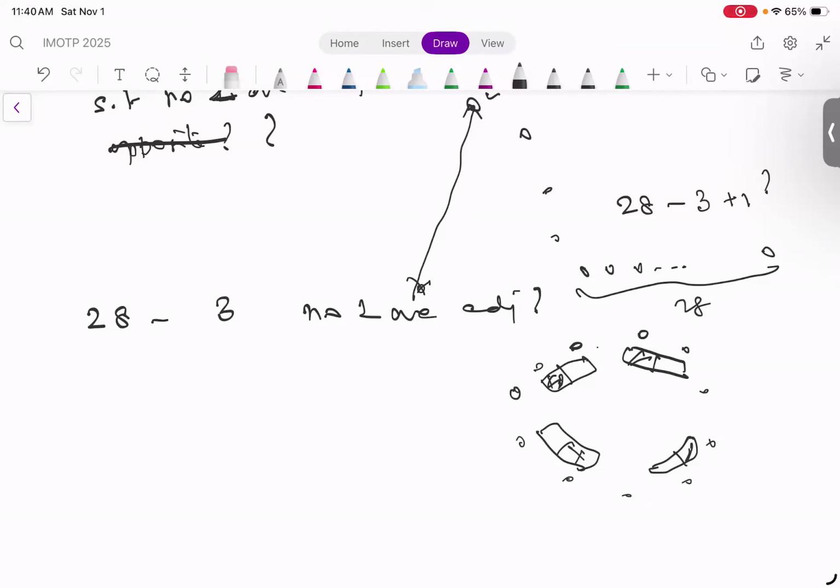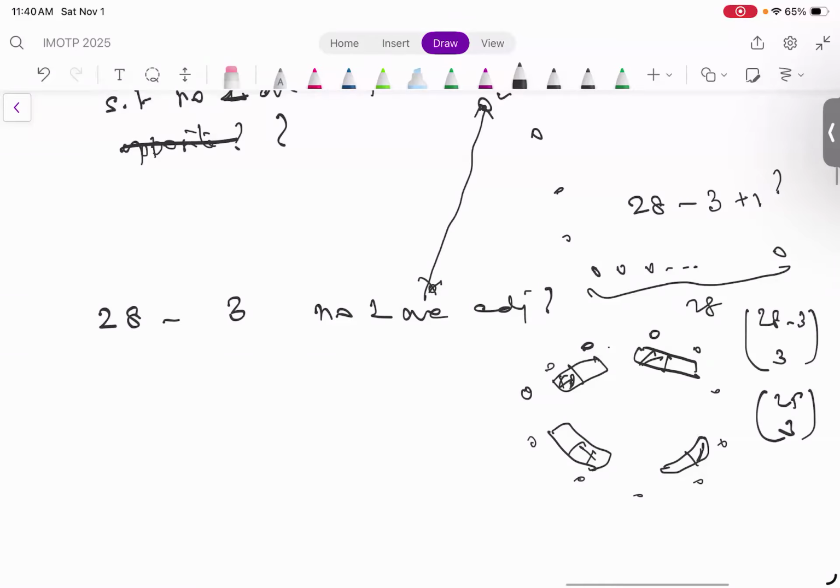See, what was your answer? 28 minus 3 plus 1 is there or not? No, sir. Okay, 28 minus 3, C3, right? It is 25 C3, correct? Yes, sir. Okay. Now let us do a sanity check. What's a sanity check? I want to do it for a smaller number. Now what I want is that I have, let us say, only 5 are there.